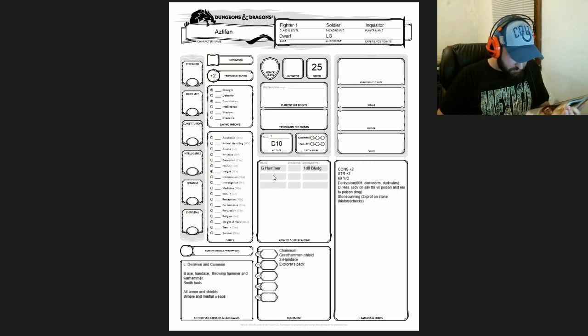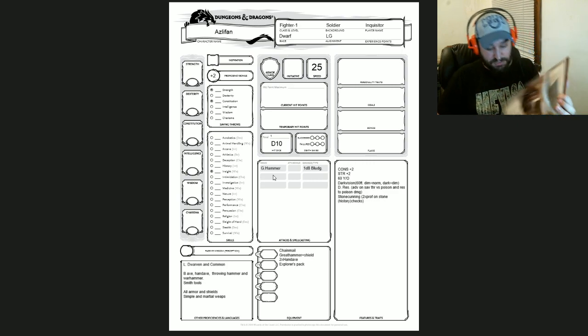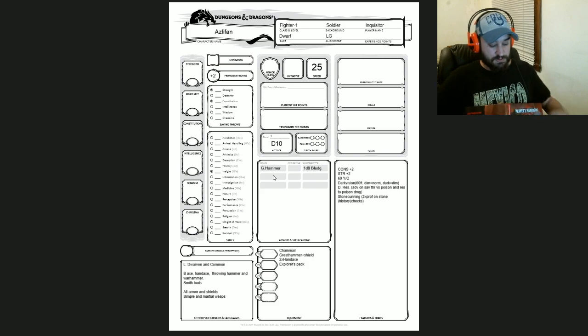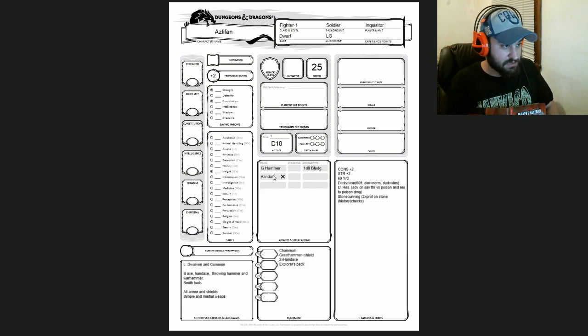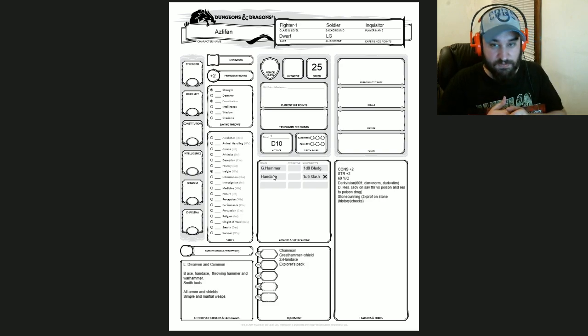So simple weapons: hand axe, 1d6 slashing, and they can be thrown. So hand axe, 1d6 slash. There we go. So that's everything that we need to know for the quick build in terms of equipment.